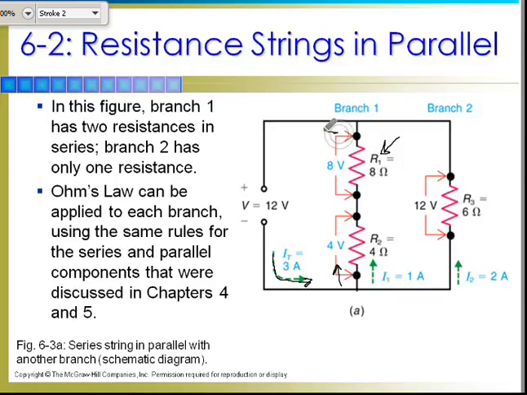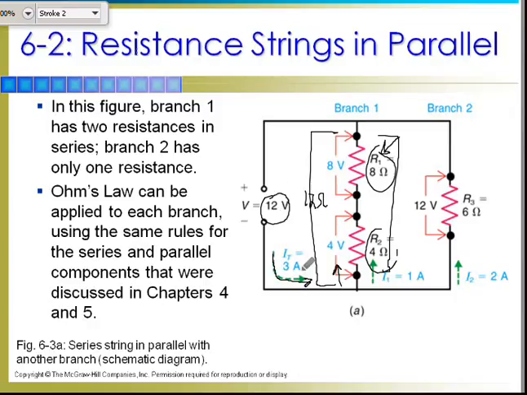So for this branch only, we're going to apply the series characteristics. So R1 is 8 ohms, R2 is 4 ohms. The total branch resistance for branch 1 is going to be 12 ohms. I've got 12 volts across that branch, so that means there's going to be 1 amp of current flowing through that branch.